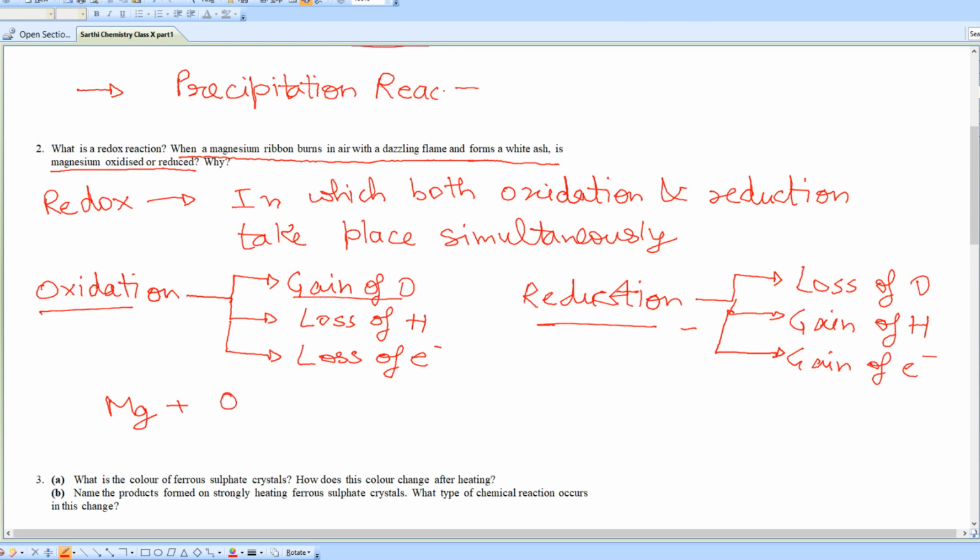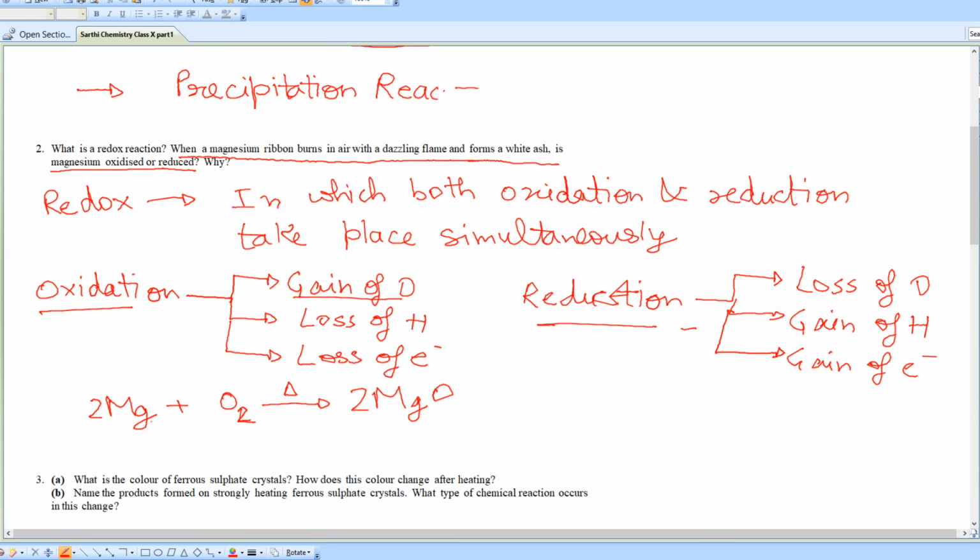Magnesium burning in air, so we'll provide some heat and it forms magnesium oxide, which is white in color. So, let's balance this. We have 2 and 2. This is a balanced equation.